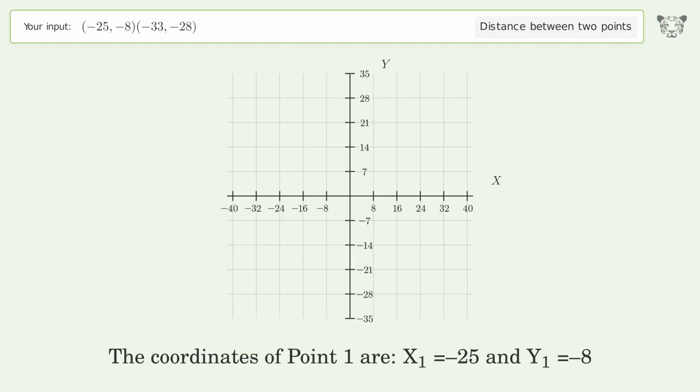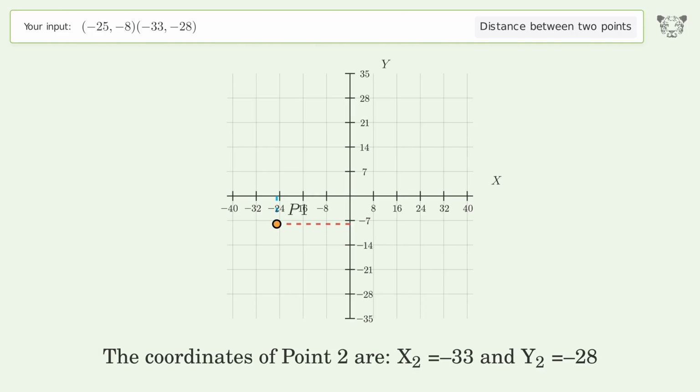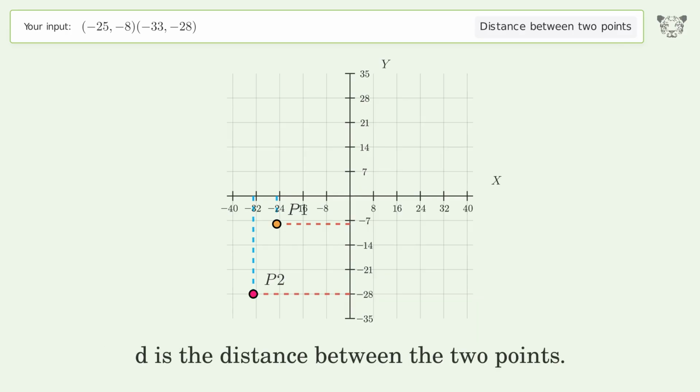The coordinates of point 1 are x1 equals -25 and y1 equals -8. The coordinates of point 2 are x2 equals -33 and y2 equals -28. D is the distance between the 2 points.